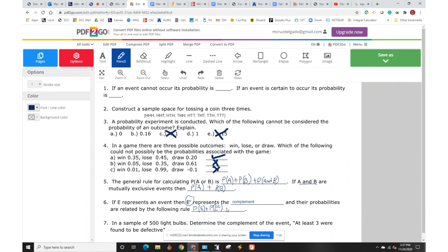So those things have to add up to 1. The probability of something happening and it not happening have to be 1.